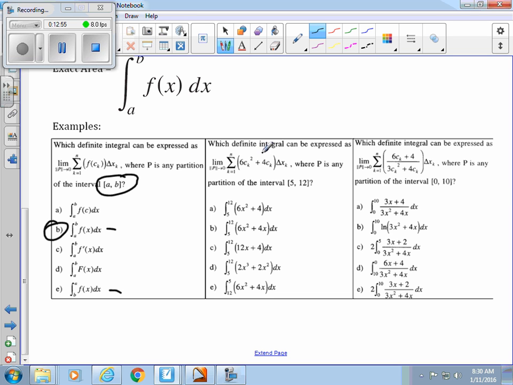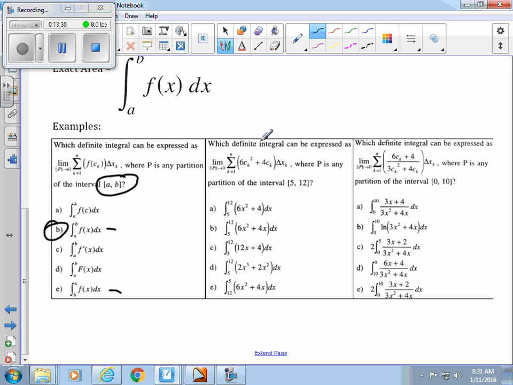Which definite integral can be expressed as the limit as the partition goes to 0, the sum k equals 1 to n of 6c sub k squared plus 4c sub k times delta x, where p is any partition from 5 to 12? Well, what you don't see is an f. Why don't you see an f? Like you don't see an f of something. Why not?